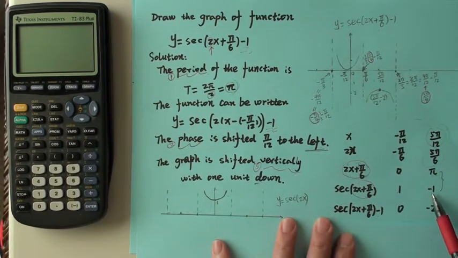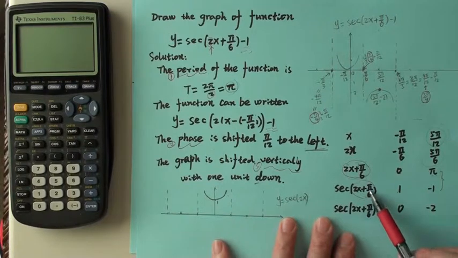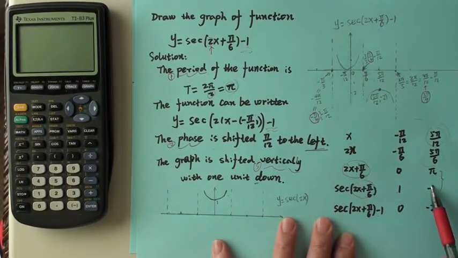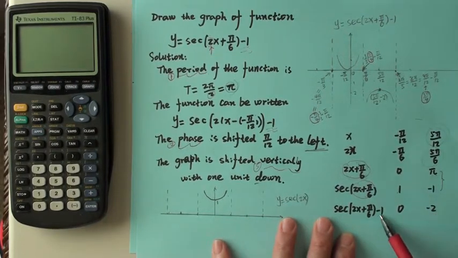Then for this case, secant 2x plus pi over 6 equals negative 1. You then subtract 1, you have negative 2. So that's why the graph is actually shifted 1 unit down because of subtraction here.